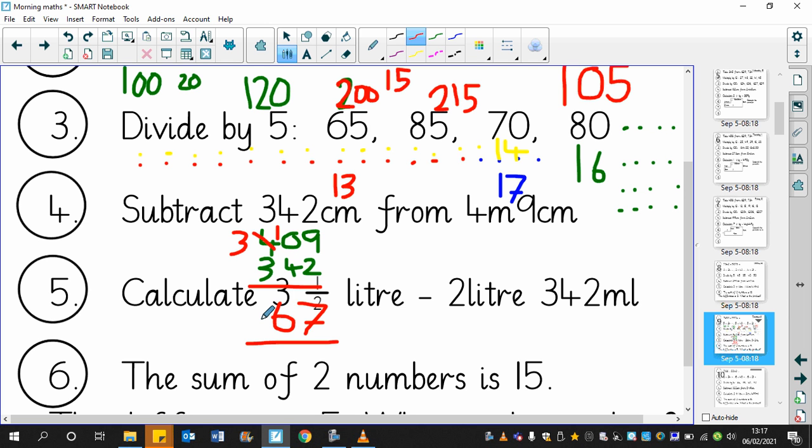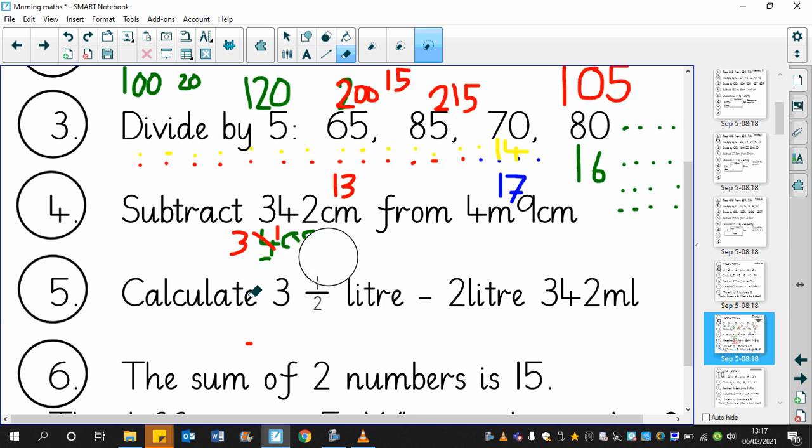3 take away 3 is 0. You could put the 0 in, but it might look a little bit weird, so don't. Okay? Just don't. So the answer is 67 centimeters. Okay, 67 centimeters. Right, now let's rub that out so that we can do question number 5.